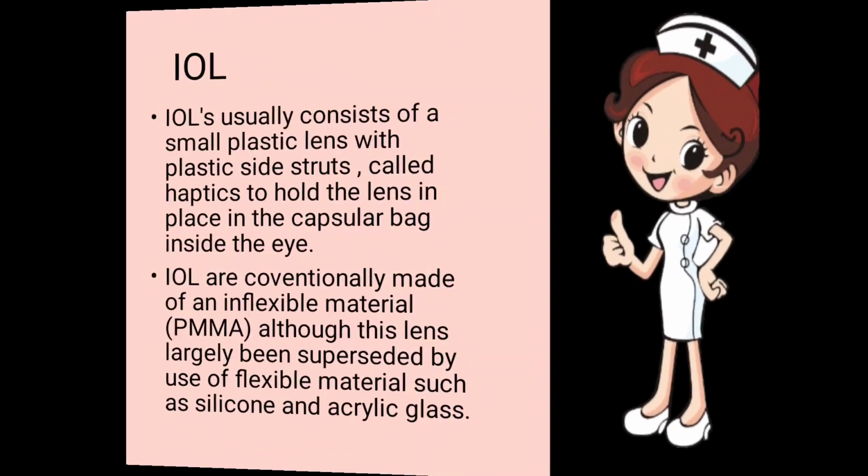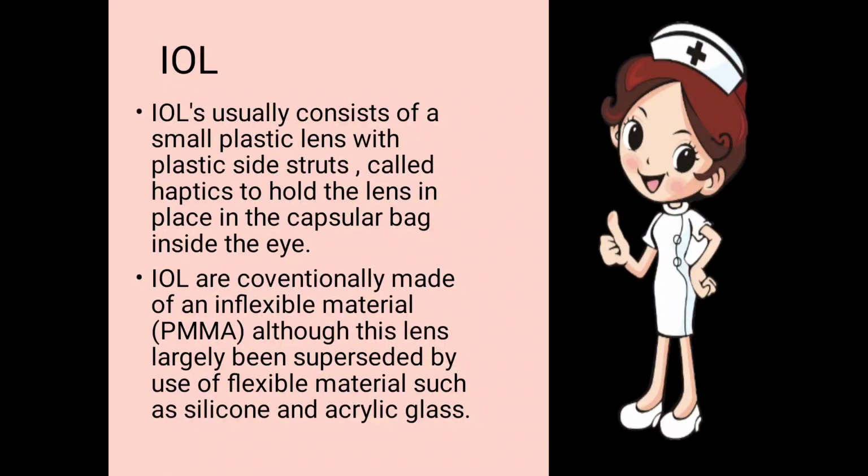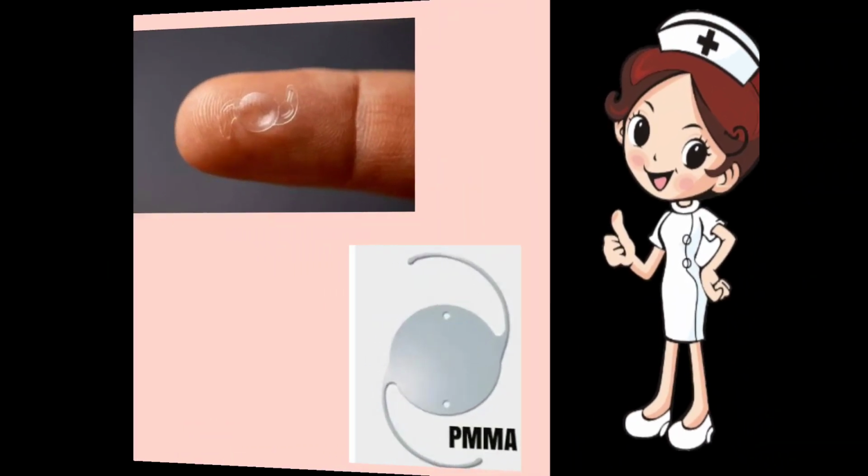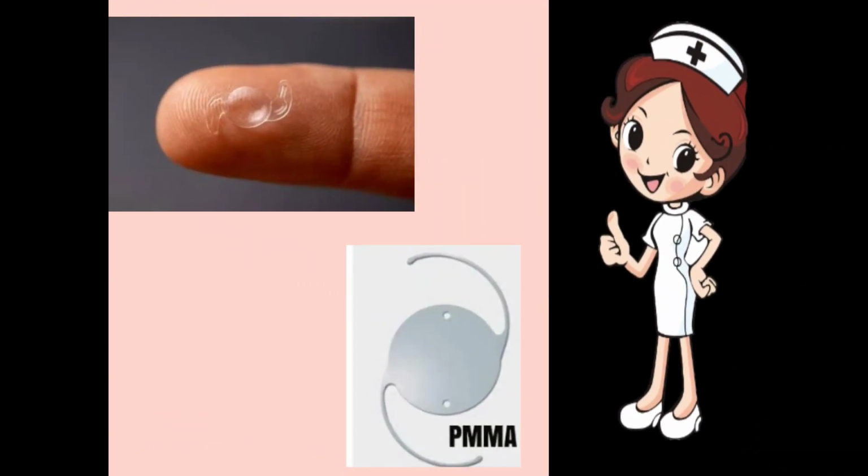Okay, now what is IOL? IOL usually consists of a small plastic lens with plastic side struts called haptics to hold the lens in place in the capsular bag inside the eye. Now this one is the IOL, intraocular lens. A lens of a particular power is placed in the patient's eye so that he or she is able to see after the cataract surgery.